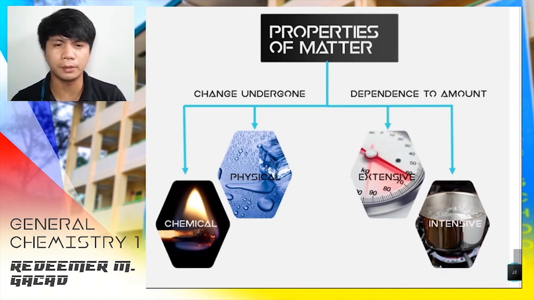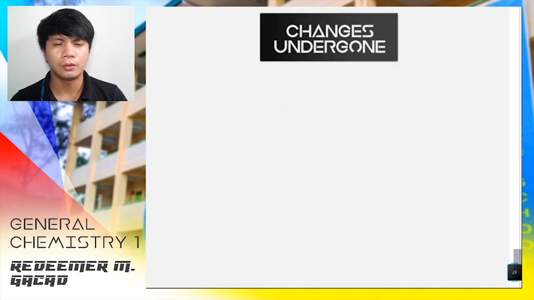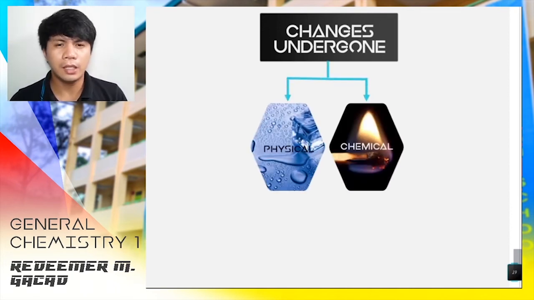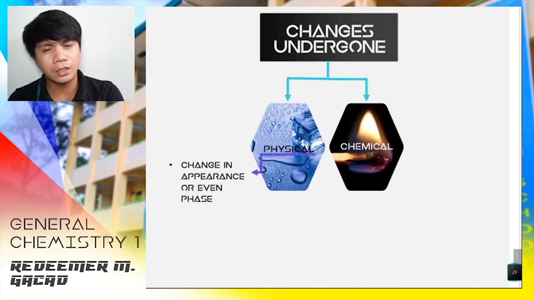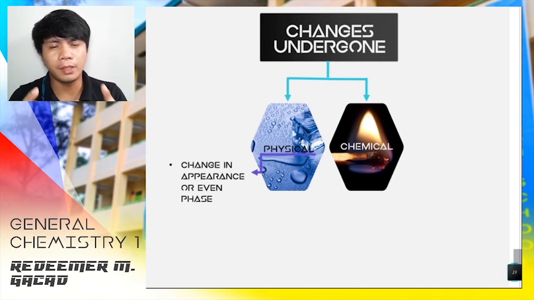Now, unahin natin pag-usapan yung mga changes undergone by matter. Again, it can be classified as either physical or chemical. Unahin natin yung physical. Physical changes are the changes in appearance or even the face of an object. For example, yung tubig na nag-freeze into ice, nagbago yung kanyang appearance. Okay? Yung papel, pag ginunting-gunting natin, nagbago yung kanyang shape, yung kanyang haba, yung kanyang dimension. Okay, so change in appearance.